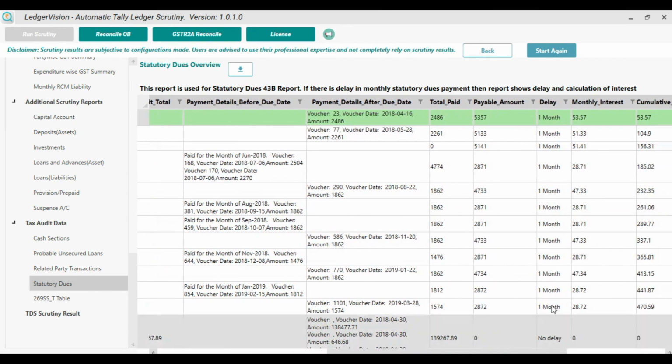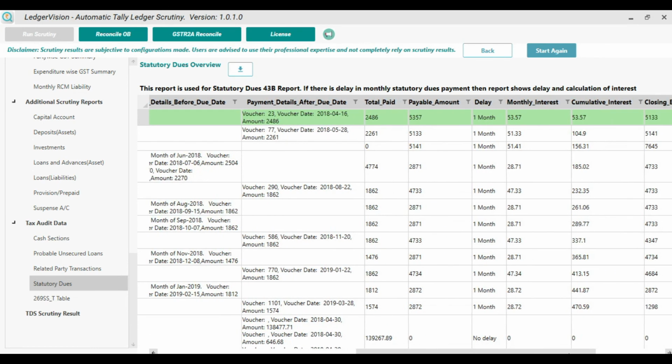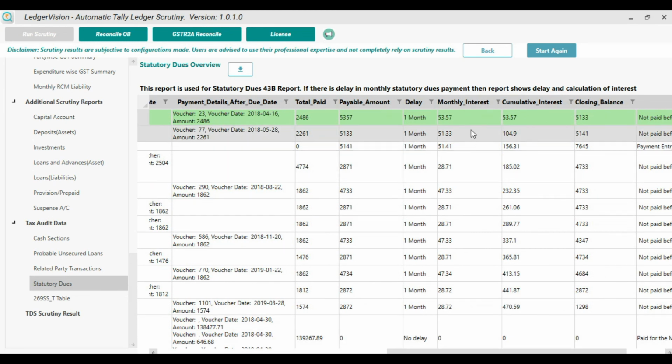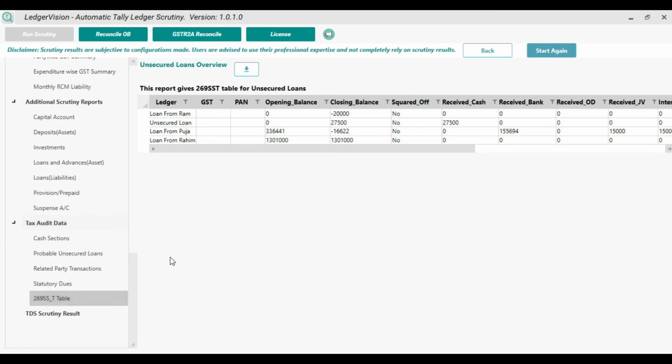So it is termed as payment after due date, and 1 month delay is considered and 1 month's interest is also calculated. Interest rates applicable to GST are different, TDS are different, so all respective interest rates are used by Ledger Vision, and if at all default continues, the cumulative interest is also calculated over here. Next table is section 26AS and SST table.